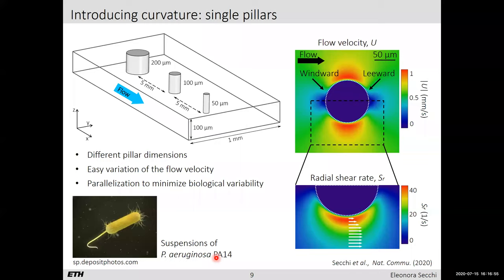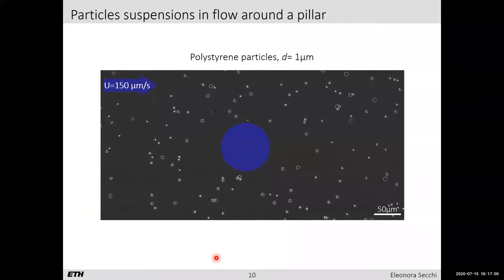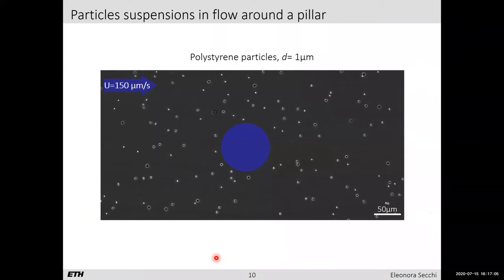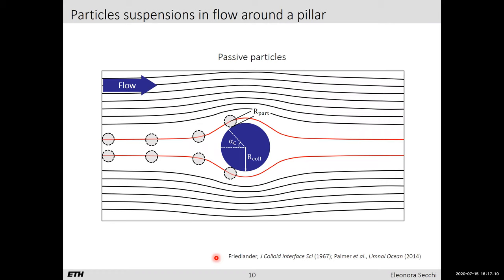So if we first start with the polystyrene passive particle of the same dimension as the bacteria we will use, we see that basically they move following the streamlines. This is not a surprise because it was very well studied in the 70s in the literature of filtration. And what was concluded is that in order to have a capture, a particle has to be moving on a streamline which will bring it in contact with the pillar, and the capture will happen only on the windward side.